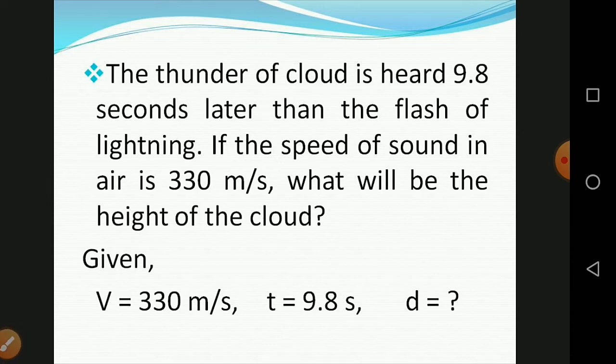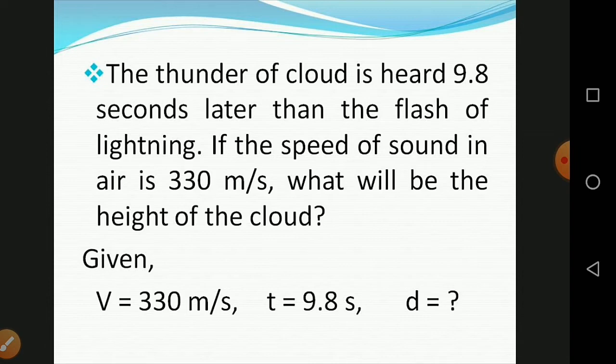And then the second question. A thunder of cloud is heard 9.8 seconds later than the flash of lightning. If the speed of sound in air is 330 meter per second, what will be the height of the cloud? So we find the distance of the cloud. The given values are V is equal to 330 meter per second and T is equal to 9.8 seconds.